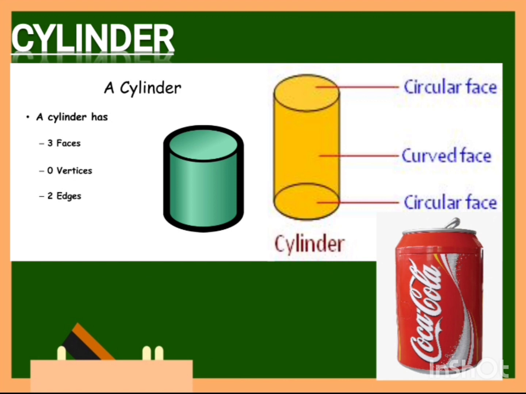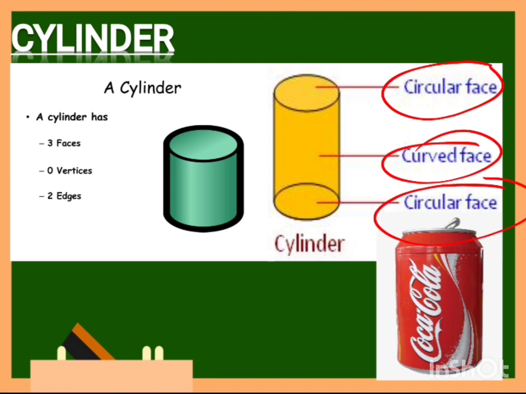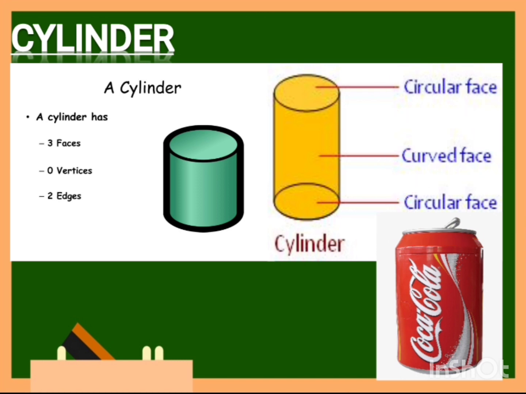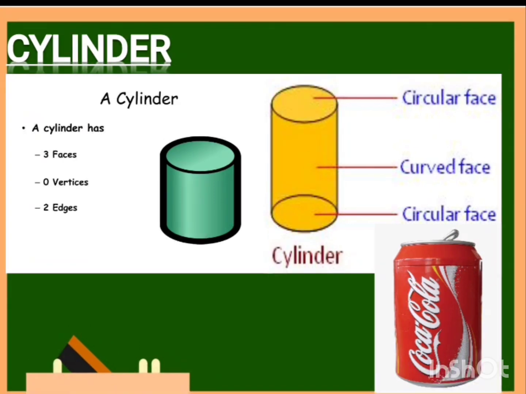The last solid shape of this chapter is the cylinder, and we have to write the number of faces, vertices and edges. So first of all, faces. You can see this is a circular face, this is a curved face, and this is again a circular face. So total 3 faces. How many vertices? There is not a single corner, it means it has 0 vertices. And how many edges? 1 and 2. Examples, Coca-Cola tin, and your water bottle also has a cylinder shape. All these objects are solid objects.